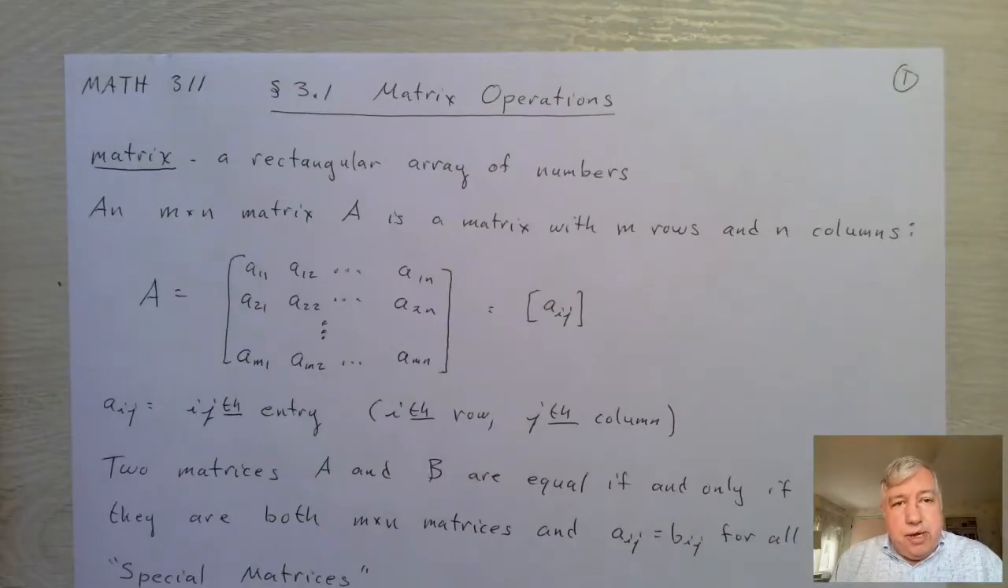This lecture is on Section 3.1 from Math 311, a course in linear algebra at Western Illinois University. So we're going to talk about matrix operations, and we're finally going to give an official definition of a matrix, even though we've been working with them for the last couple of chapters. A matrix, of course, is just a rectangular array of numbers. These numbers are usually real.